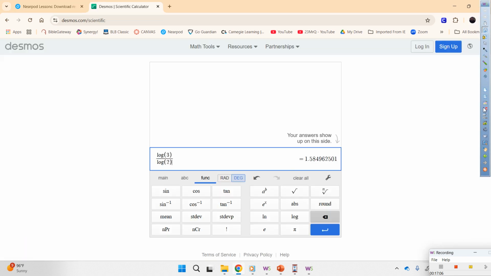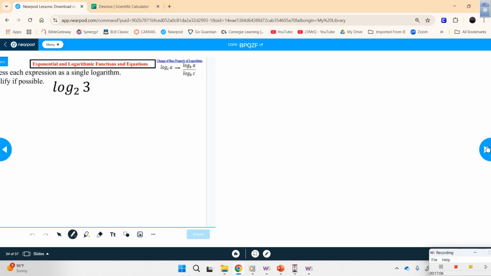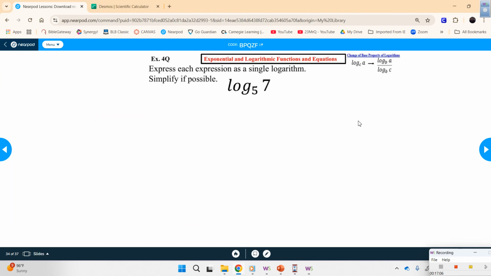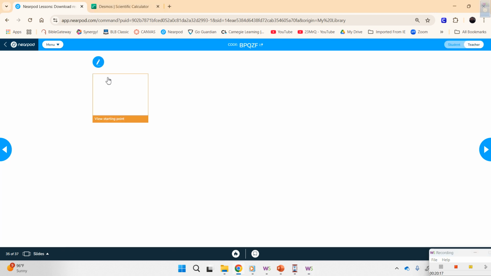All right, now that we know how to use this, let's go to the next one. Do this next one by yourself. Example 4Q. So example 4Q is log base 5, given number 7. Rewrite and then send me your approximation for that one, please, as soon as you're done.